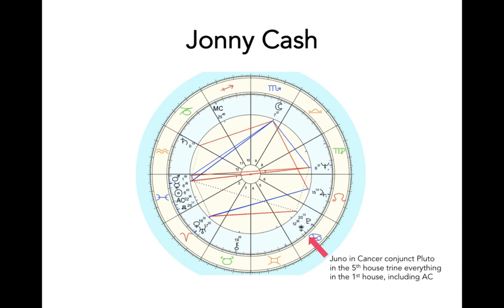His Juno is trining everything in the first house, including his ascendant: Mars, Mercury, Sun, ascendant, North Node. North Node is a place of increasing appetite. So having North Node conjunct the ascendant can make one very hungry for success and even fame. Juno in a trine to all of that. We know it's a trine. Why? Because Pisces is the first house. Pisces is a water sign, and Cancer is what Juno is in, and Cancer is also a water sign. So they're naturally in a trine together to each other.